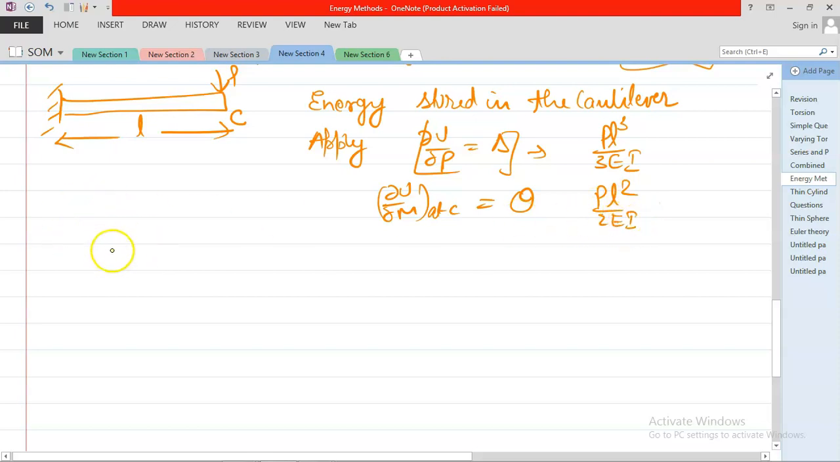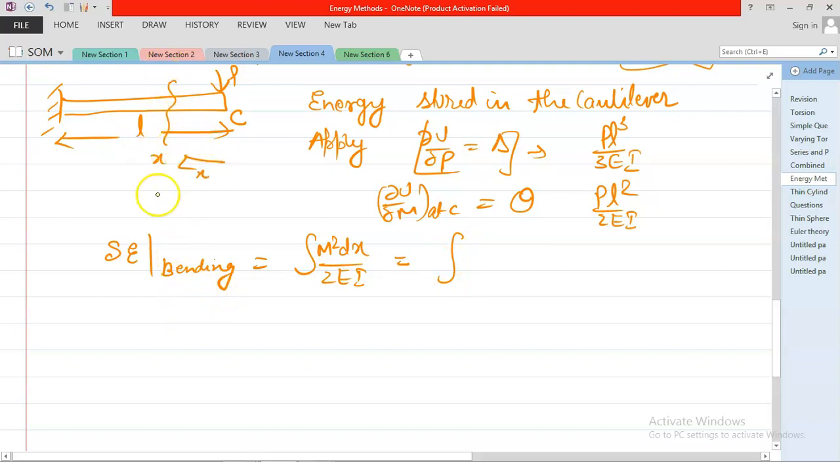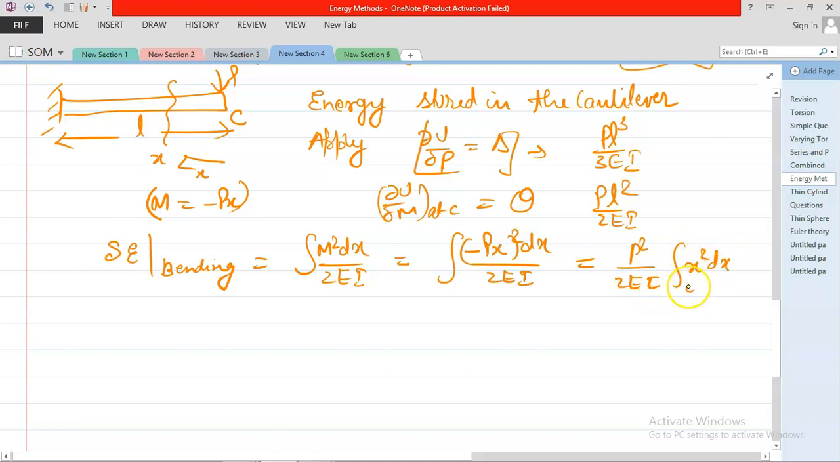So taking the energy, it is bending, so let's take the strain energy of bending. That is integral M square dx upon 2EI. First of all, what is the M? Suppose I take any section x. Now I am going to integrate with minus Px whole square dx upon 2EI. I will take P square upon 2EI outside. It is x square dx and the limit is 0 to L.